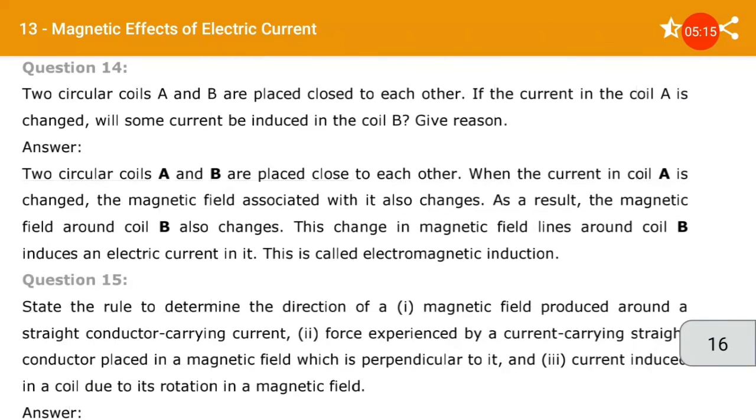Question number 14. Two circular coils A and B are placed close to each other. If the current in coil A is changed, will some current be induced in coil B? Give the reason.